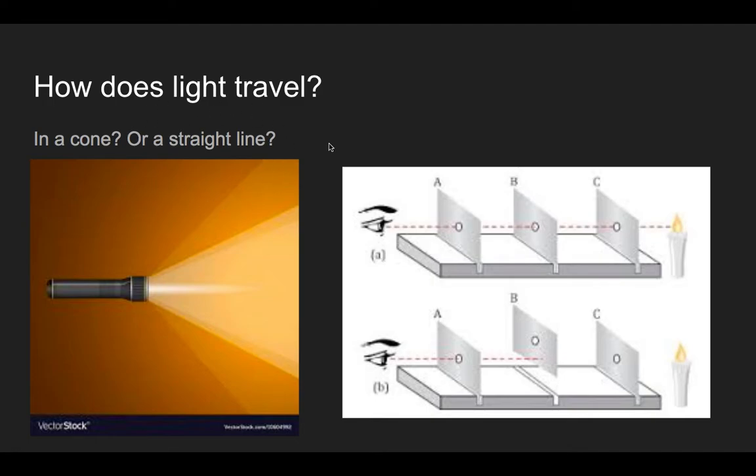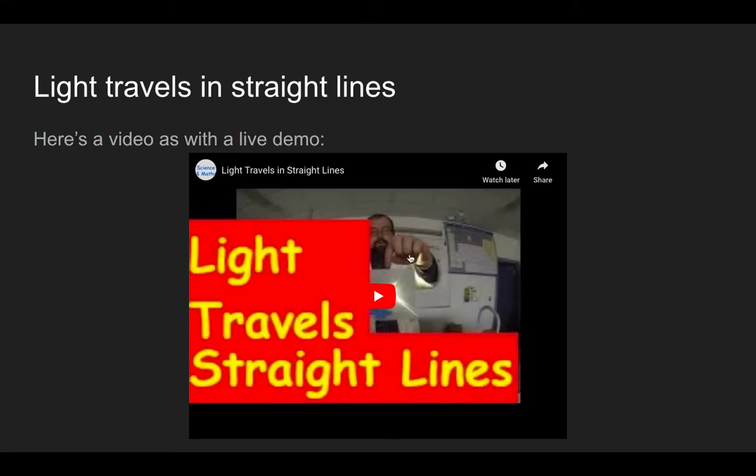Okay. And I, as always, never want you to take my word for it. So here is a demo of someone doing this in actuality so that you can see it.